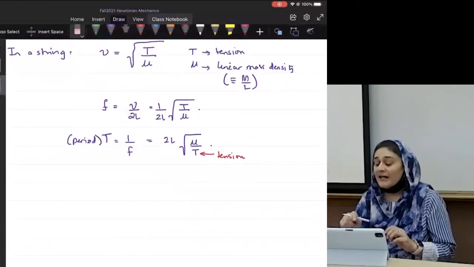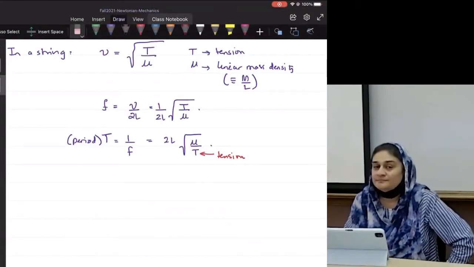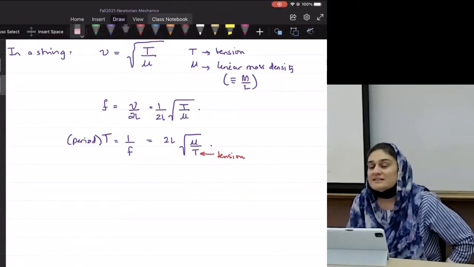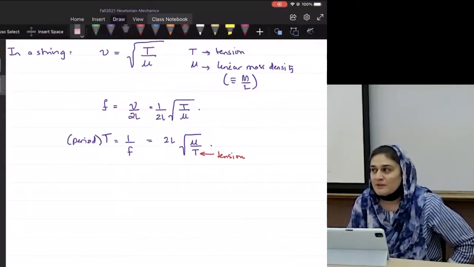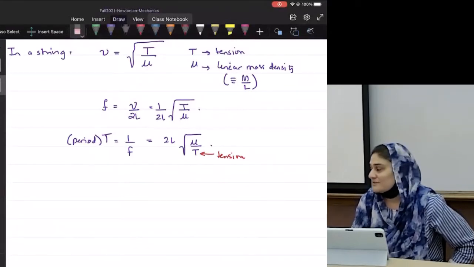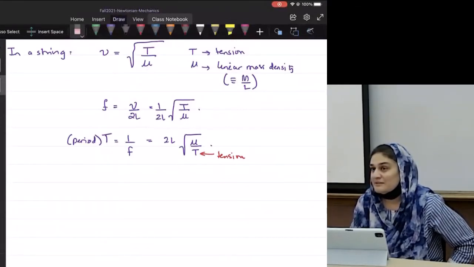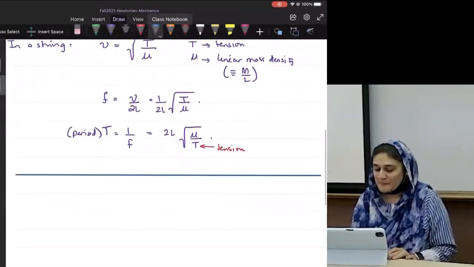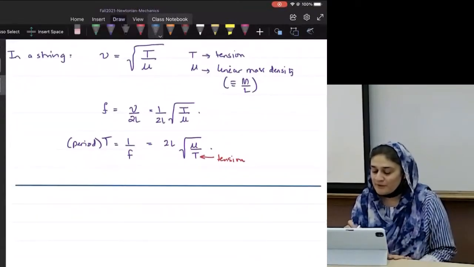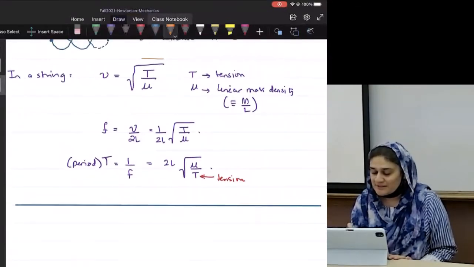Now, how do we set this up? How do we find this? The easiest way to do this is by using dimensional analysis. Pick one you want to do, any one of these. Do you want to do speed? Okay, let's do speed. What are we looking for? We are looking for this formula.